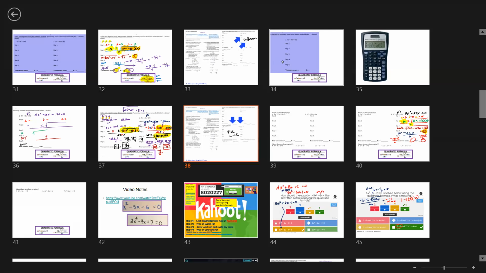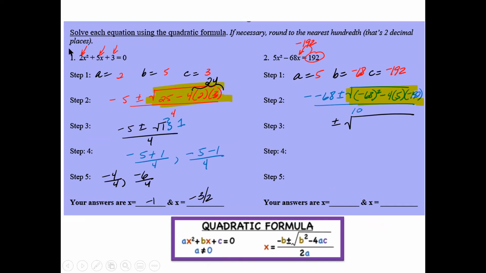68 times 68 is going to give you, I thought I had the answer there, but I didn't. I don't actually have the... is going to give you 4,624 plus 4 times 5 times 192 is going to give you 3,840. And then when you go ahead and add them together, you're going to get 8,464.